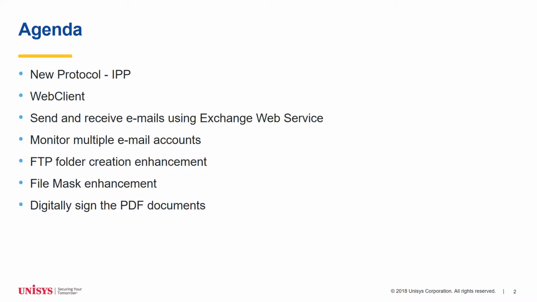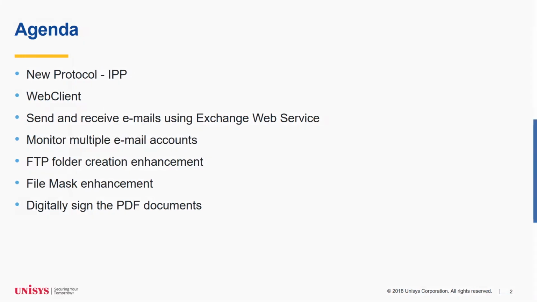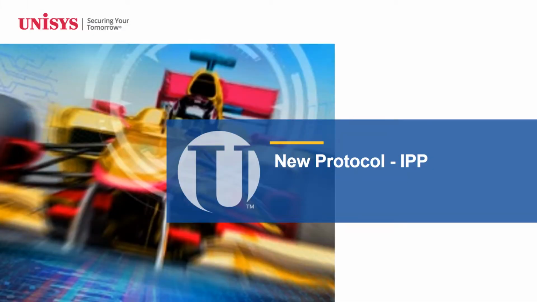These are the topics we will cover. We will start with a new protocol, Internet Printing Protocol, also called IPP, to transfer files. IPP is a recent industry standard network printing protocol that can be used for client to server and server to printer communications. With the addition of IPP, EOM offers a new option of secure transfers originating from non-EOM sources, with the added benefits of secure transfers over a public network.